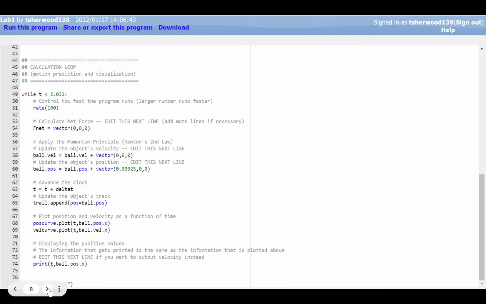Two pieces of data in the calculation loop of the code also needed to change. First, the parameter, while t is less than 2, needed to be the same value as the final time point from the Tracker data, which was 2.031 seconds. Additionally, the update object's position line also needed to be altered to reflect the observational data, and so by multiplying the velocity by the change in time, the x component of the position update could be calculated, which was 0.00925.